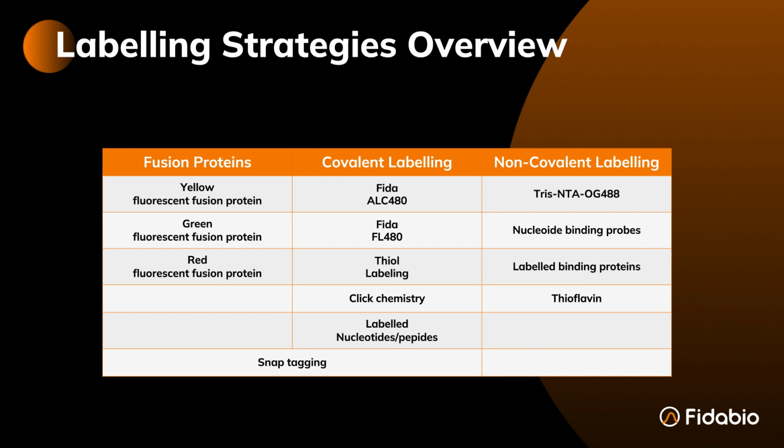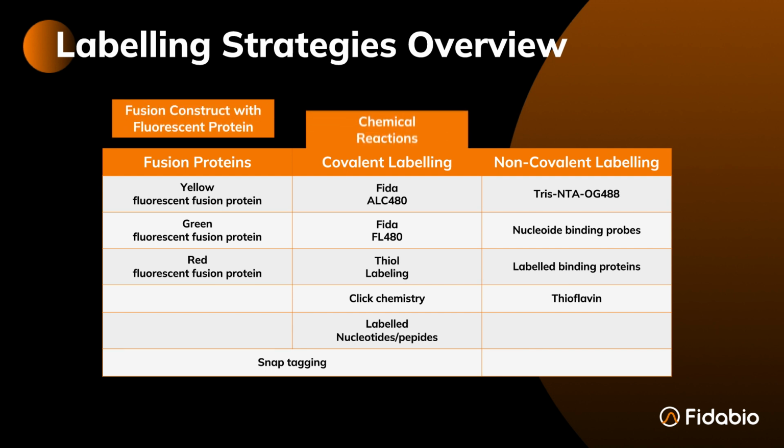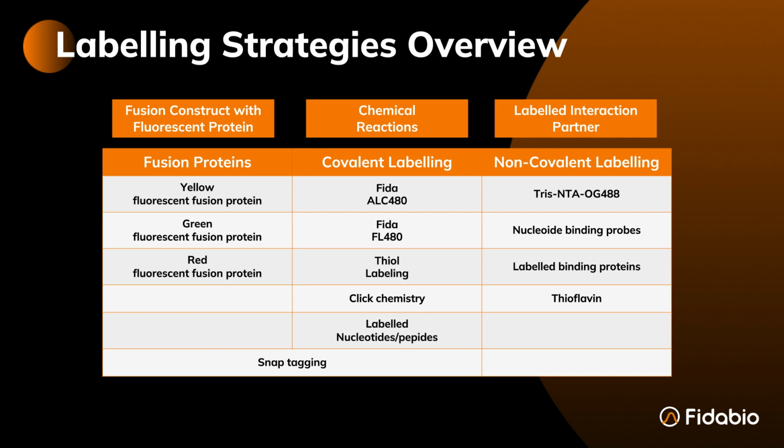Three general strategies can be applied when designing FIDA assays. You can either express your protein of interest as a fusion construct with fluorescent proteins. You can use chemical reactions to covalently label your purified protein. And lastly, a series of labeled interaction partners can be used as a form of non-covalent labeling.